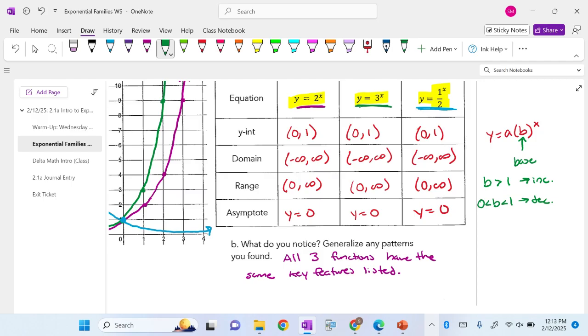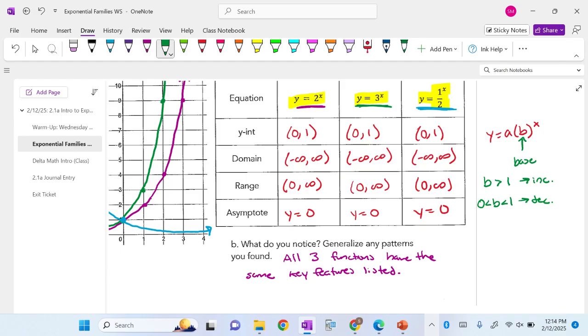Now, number 3 is going to show us what that a value means. All right. So take a minute, look on the back side, and then do the exact same. Fill in the table for number 3. I don't really care about the graph sketches. I just want the table filled in.